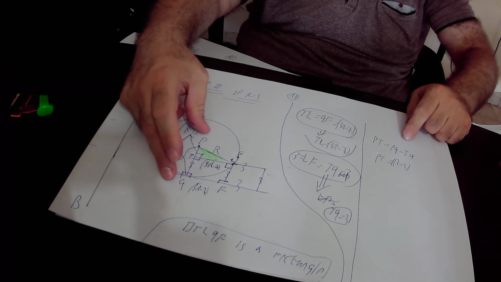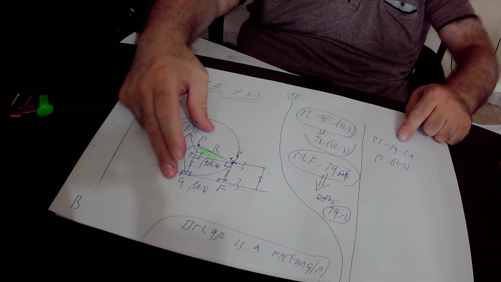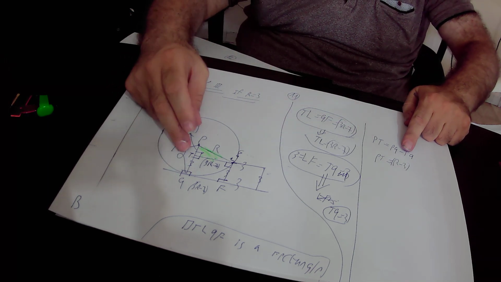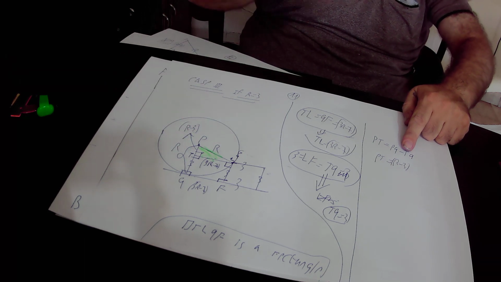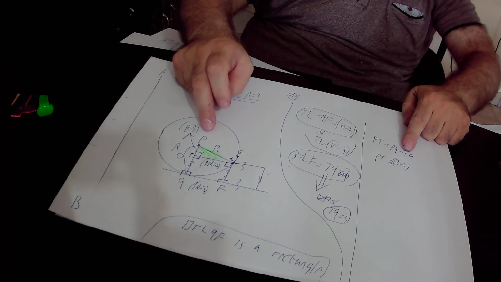Again, PT equals PQ minus TQ. So PT equals PQ, that is r, minus TQ, that is 3. So in conclusion, we found that PT equals r minus 3. As we already found that TL equals 3r minus 7, we join points P and L together by a straight line.